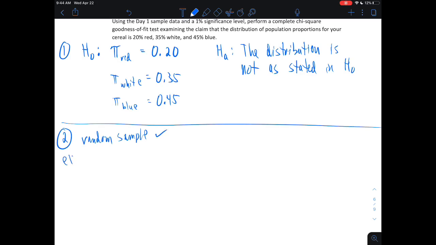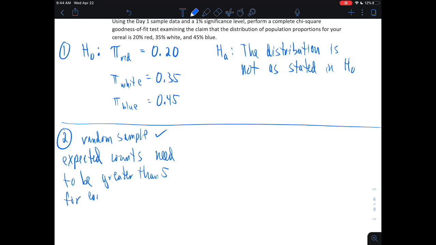And then we need the expected counts to be greater than 5 for each category. So remember what we did for this, we took our sample size and multiplied it by the proportions that come from the null hypothesis. So we needed to look at n times pi sub red, and then n times pi sub white, and then n times pi sub blue.